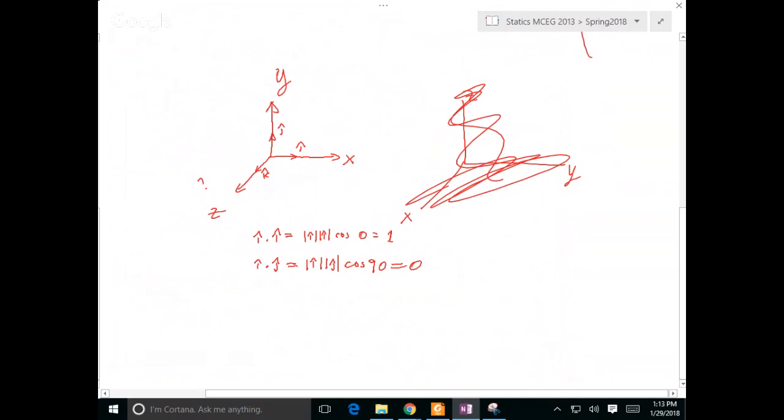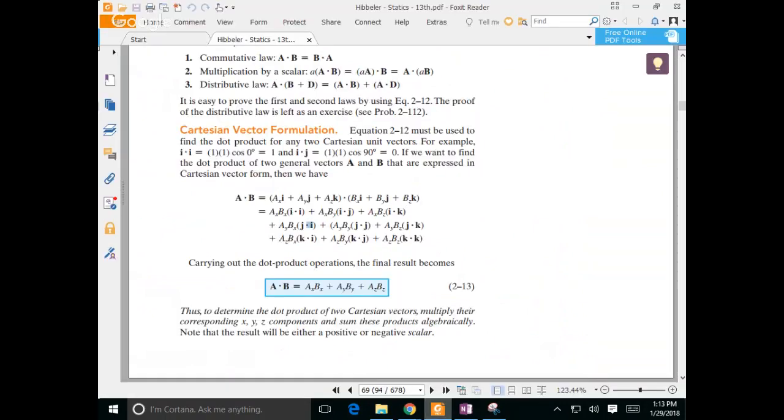So the only ones that give you anything are i dot i equal to j dot j equal to k dot k, and those are all length 1. All the rest of them are 0 length. So what you see is this is 1, that's 0, this one's 0, that one is 0, 1, 0, 2 more zeros, and then a 1.